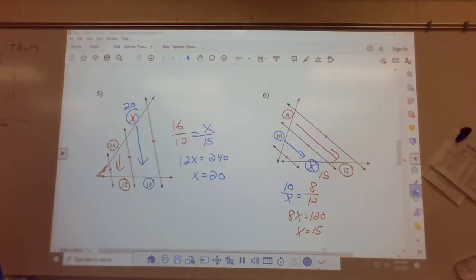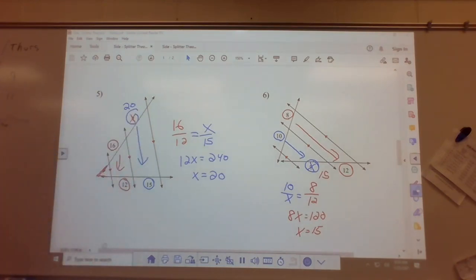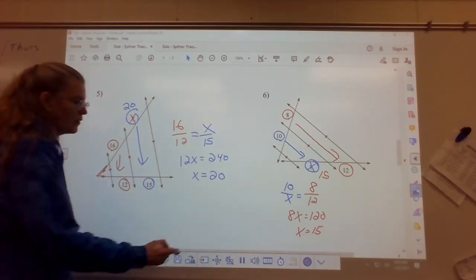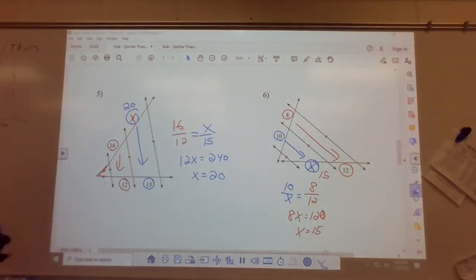So 5 and 6 are a little bit different because there's multiple parallel lines, but that doesn't really change too much. Let's go and switch to the next two.